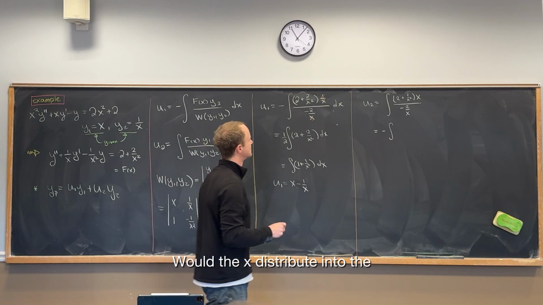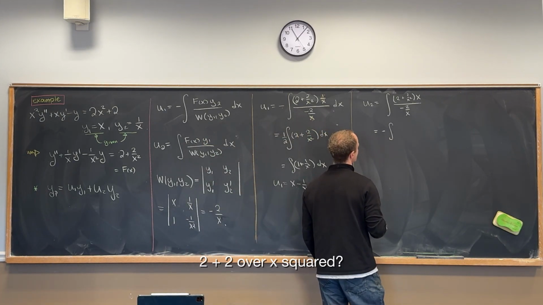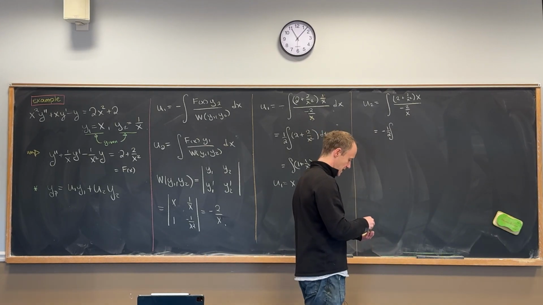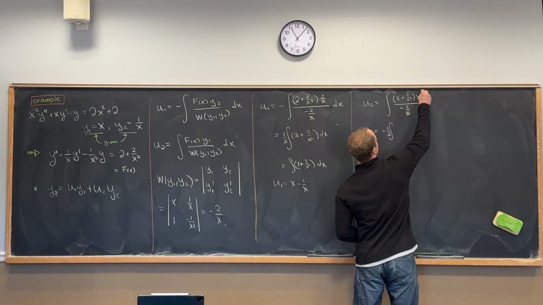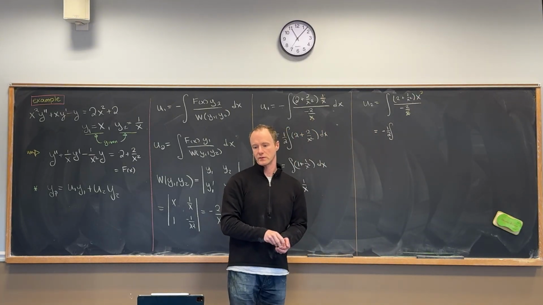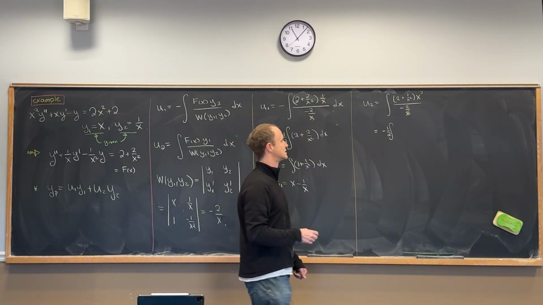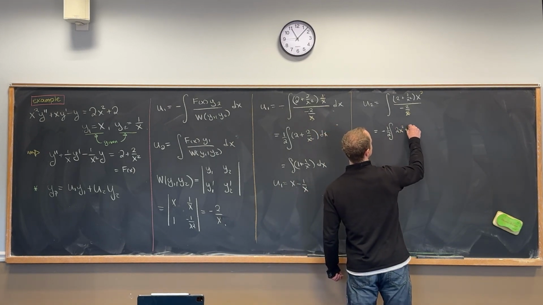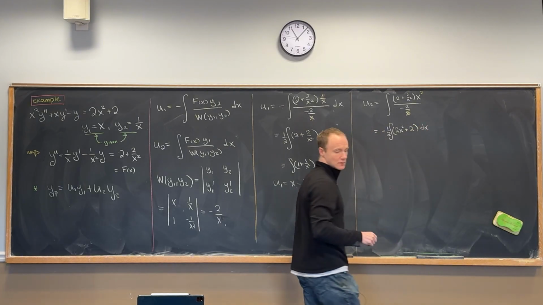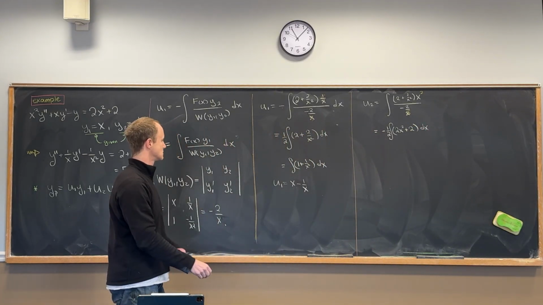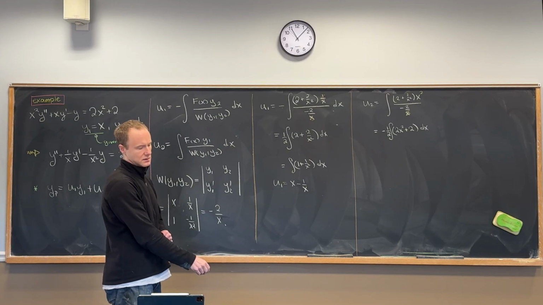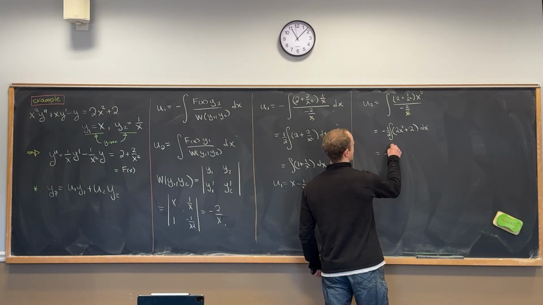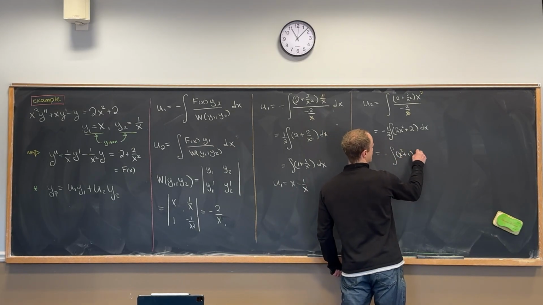Would the x distribute into the 2 plus 2 over x squared? Yeah, but let's be careful and flip this up to an x squared here. Oh, okay. Yeah, we can do that, right? So then we'll have 2x squared plus 2. Does that look right? Yes. And then that's going to give us minus x squared plus 1 dx.